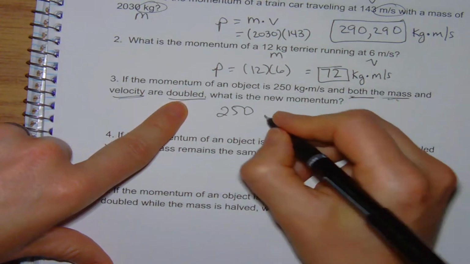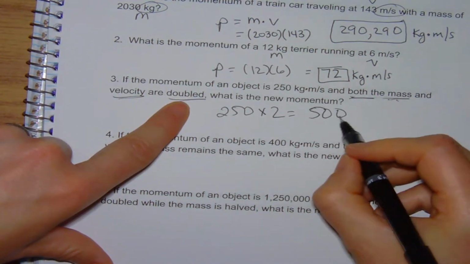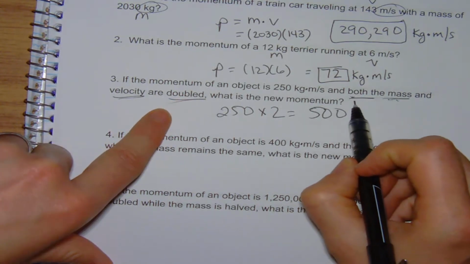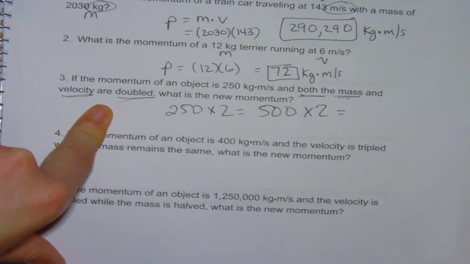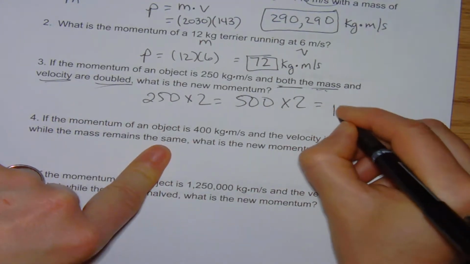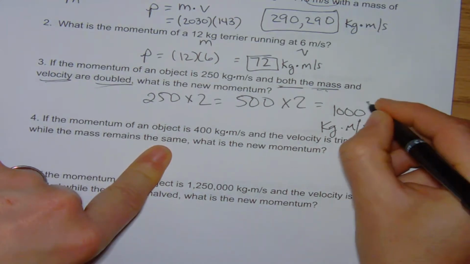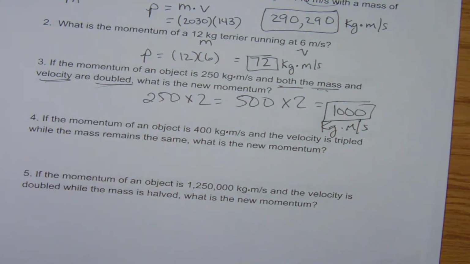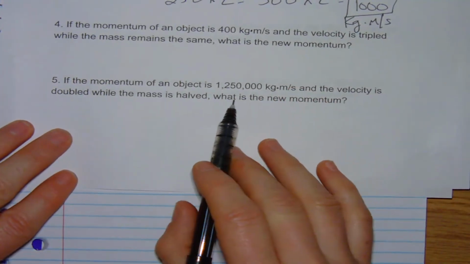Mass is doubled. So therefore, this momentum must go up to 500, 250 multiplied by 2. That's not the final answer, though, because the velocity is also doubled. So then we would have to multiply it by 2 again, and we would have 1,000 kilogram meters per second. Okay, so it's all based on that either mass goes up, velocity goes up, momentum must also go up. I'm going to skip number 4, let you try that one on your own.